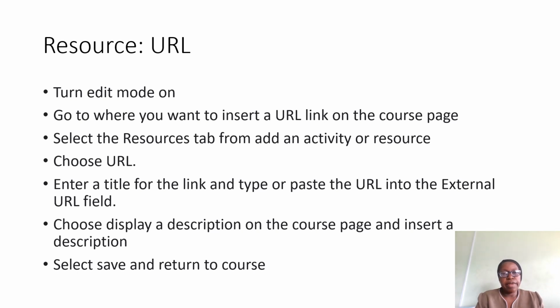So you insert a URL link as a resource on your course page. You turn edit mode on. Go to where you want to insert a URL link on the course page. Select the resource tab from add an activity or resource. Then from there, pick the URL tab. Enter a title for the link, and you either type or paste the URL link into the external URL field. After that, you choose display a description on the course page and insert the description.